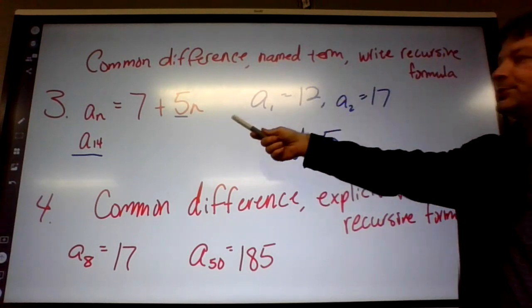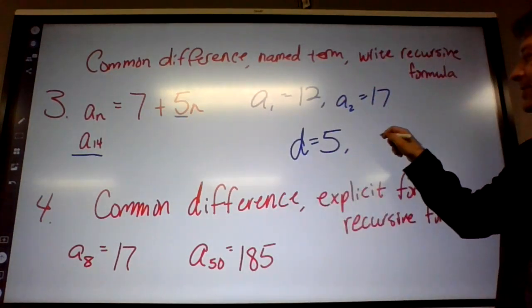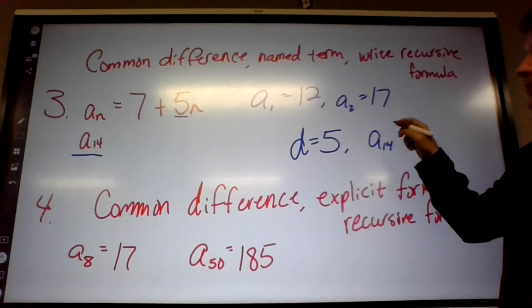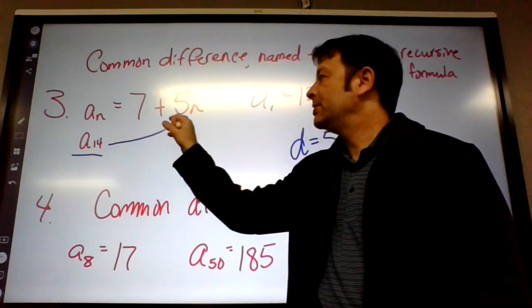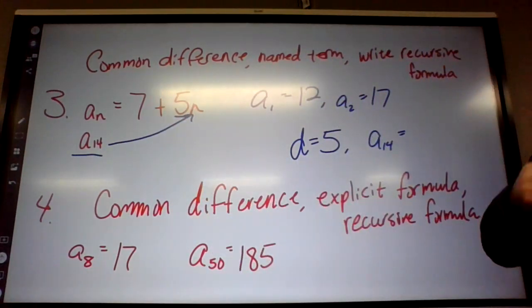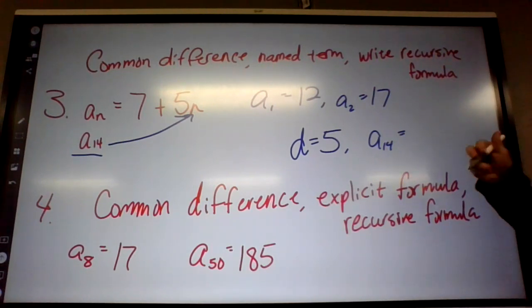The named term, so what's a sub 14? That's kind of an easy question because they gave us the formula, so all we have to do is plug in 14 right there. So 5 times 14 plus 7.